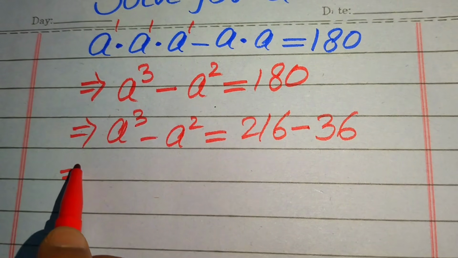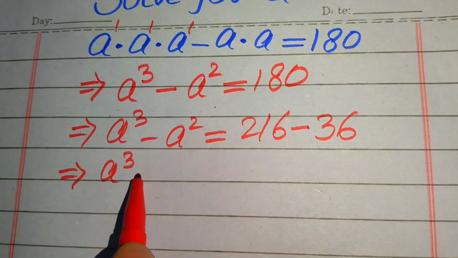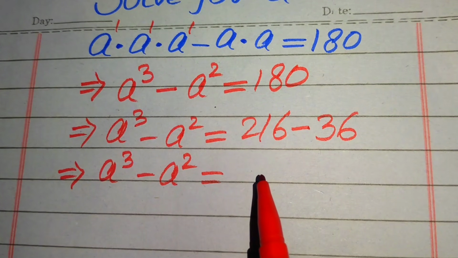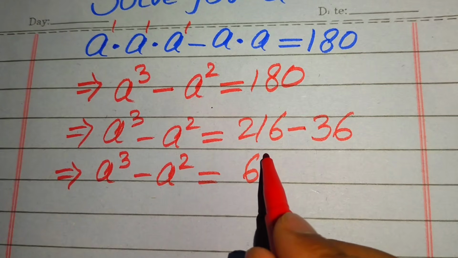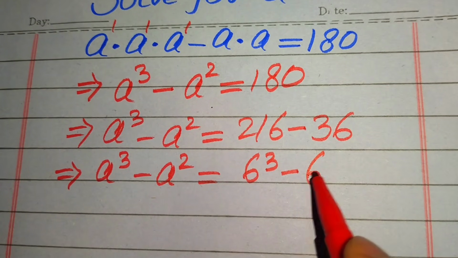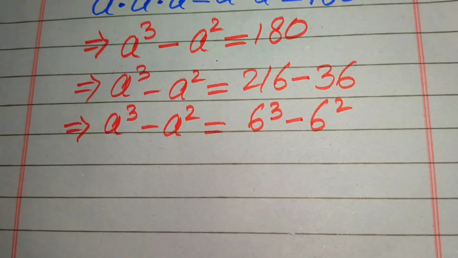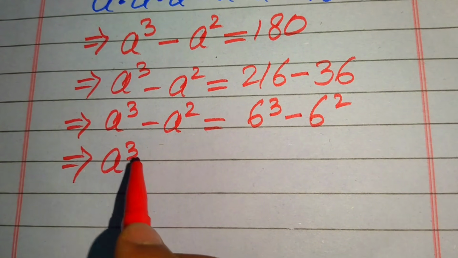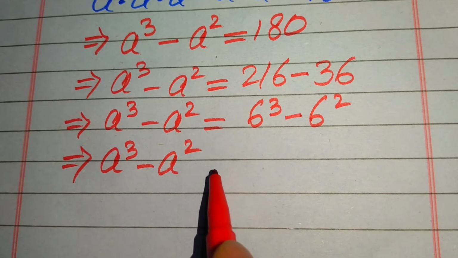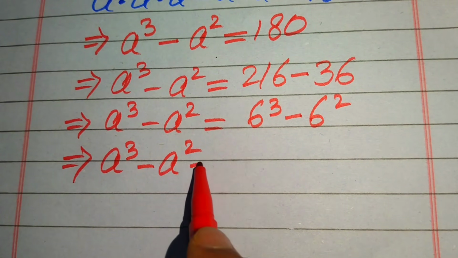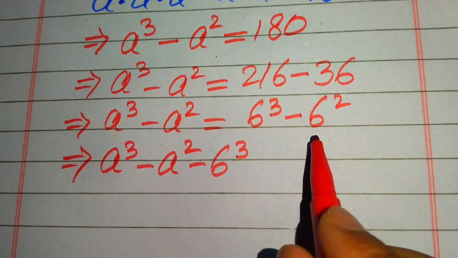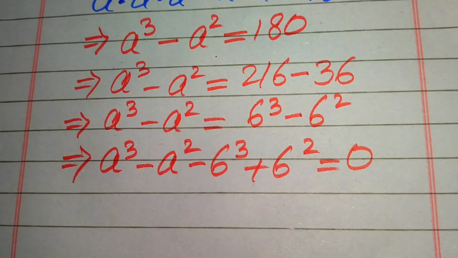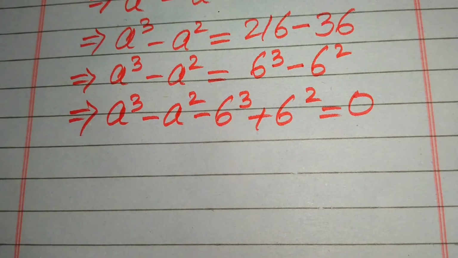In the next step we need more simplification, and it will be written as a cubed minus a square equals 216, which we write as 6 cubed, minus 36, which we write as 6 square. Now we move all the terms from the right hand side to the left hand side and we obtain a cubed minus a square, positive 6 cubed becomes negative 6 cubed, negative 6 square becomes positive 6 square, and this whole equation equals 0.